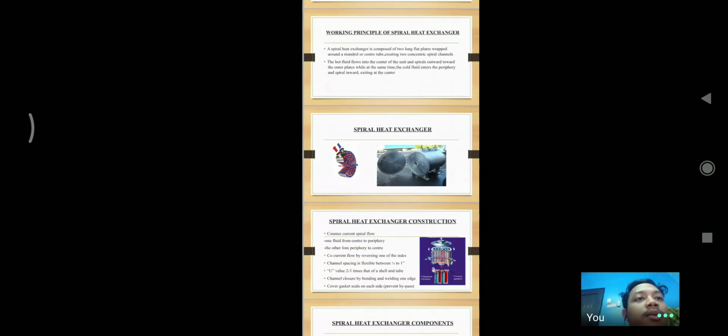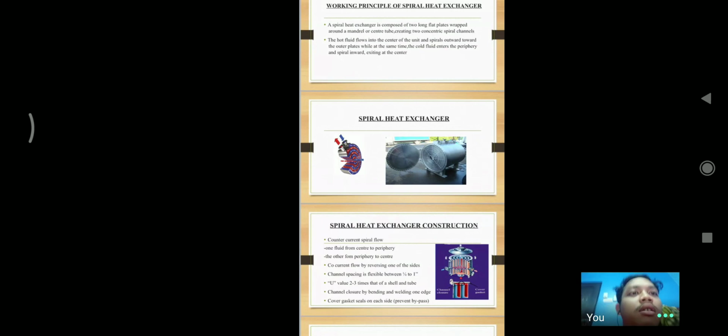Next is the working principle of the spiral heat exchanger. A spiral heat exchanger is composed of two long flat plates wrapped around a mandrel or center tube, creating two concentric spiral channels. The hot fluid flows into the center of the unit and spirals outward toward the outer plates, while at the same time the cold fluid enters the periphery and spirals inward, exiting at the center.